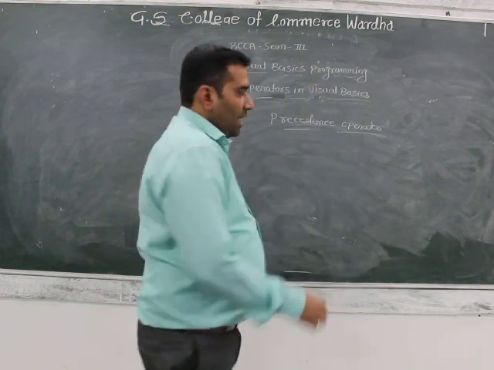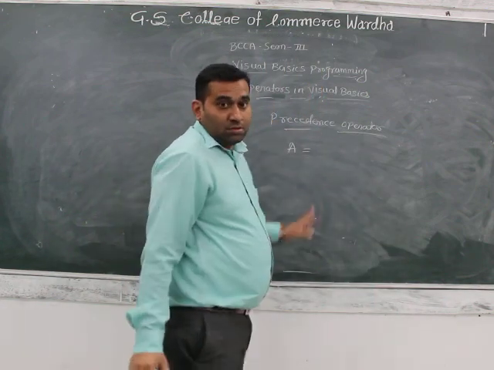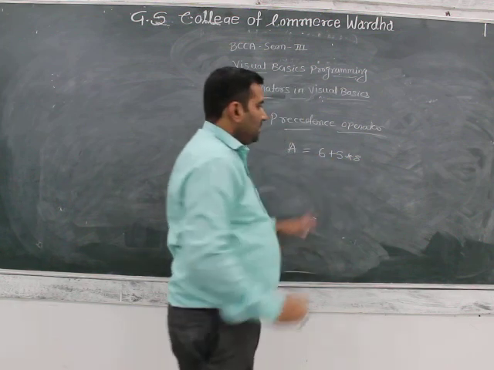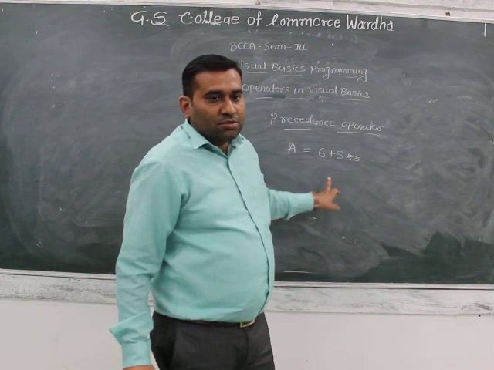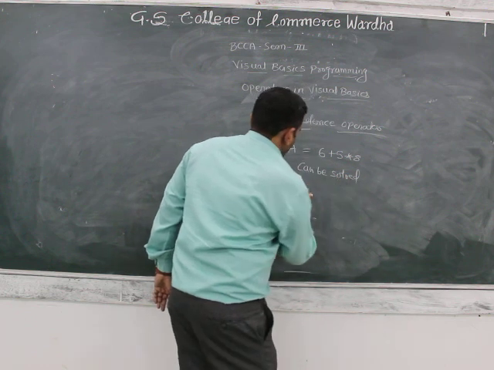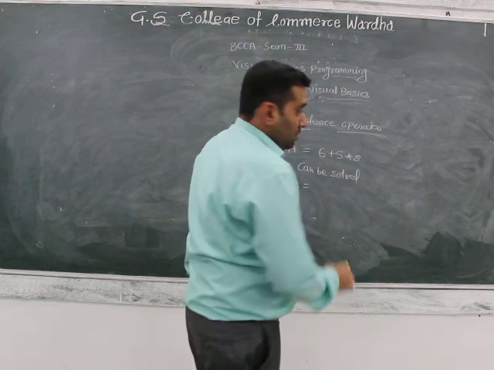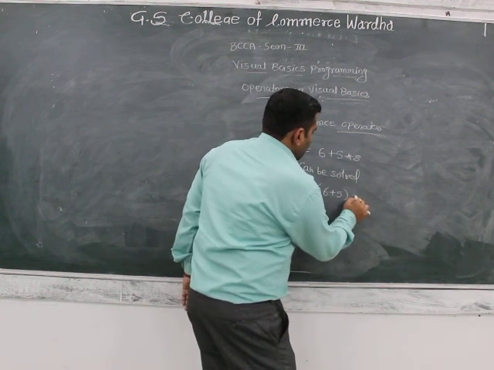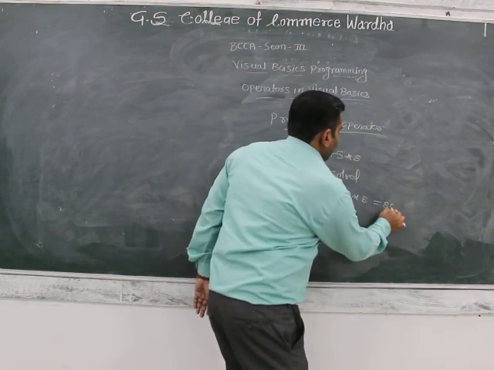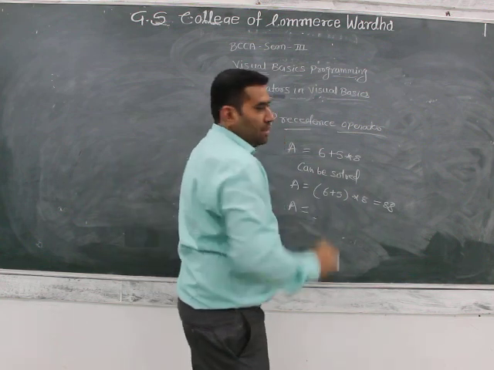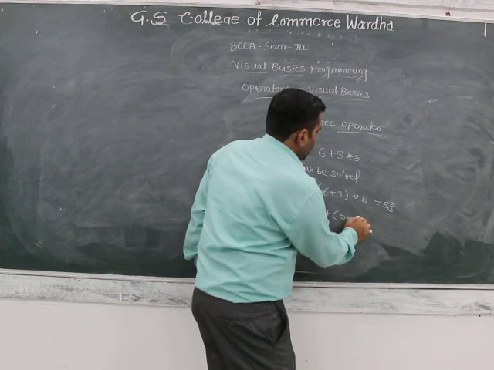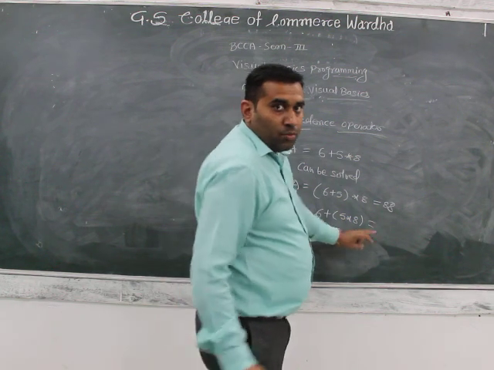Example: A equal to 6 plus 5 multiplied by 8. It depends on how it is solved. A equal to (6 plus 5) multiplied by 8 equal to 88, or A equal to 6 plus 5 into 8 equal to 46.